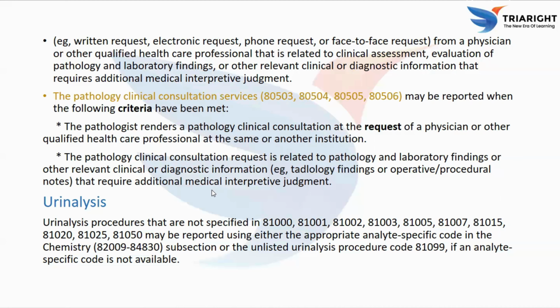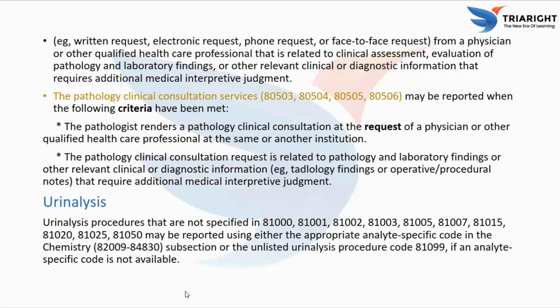The pathologist must analyze the lab abnormalities, pathology findings, clinical history, operative notes, radiology or other diagnostic information. Third, a written report is produced. The pathologist documents their expert opinion in writing. So when can you not use these codes? Routine lab result reporting, automatic computer-generated interpretations, and pathologists reviewing their own test without a consult request. Whenever there is technical lab work, you cannot use these codes.